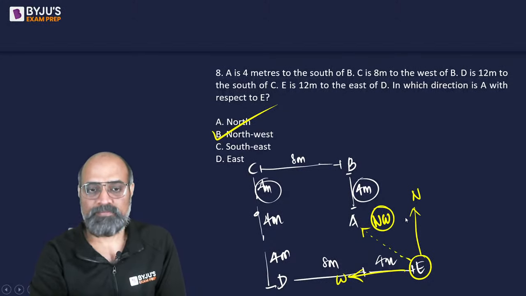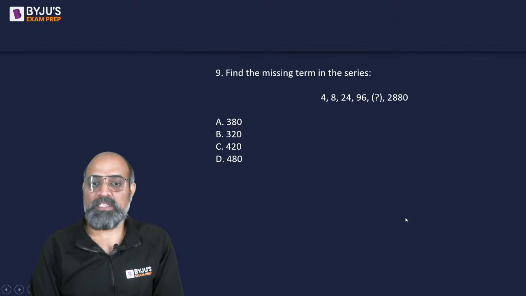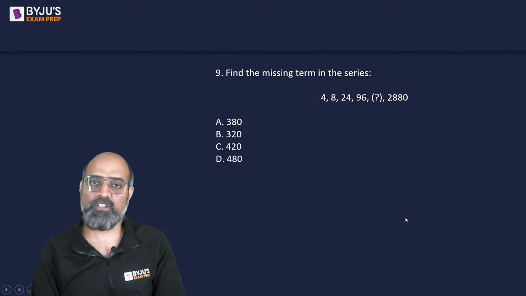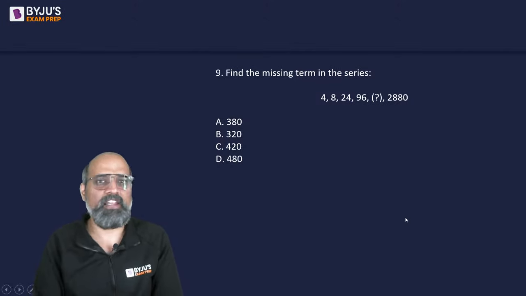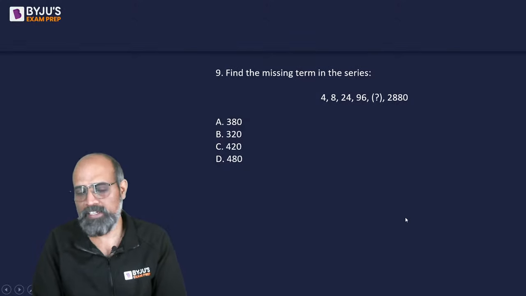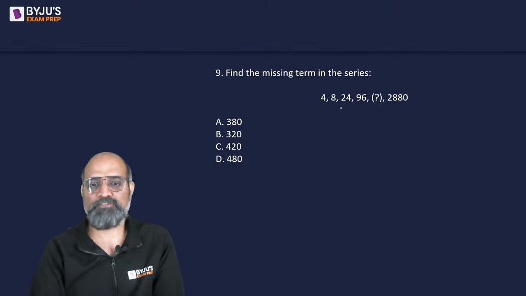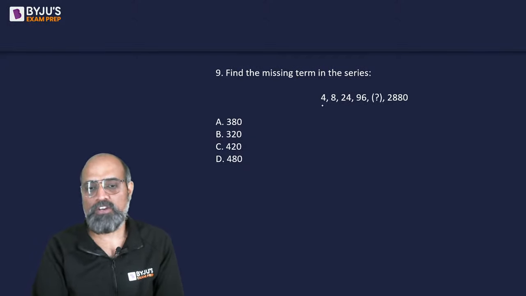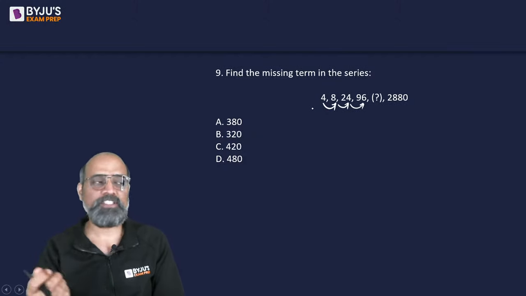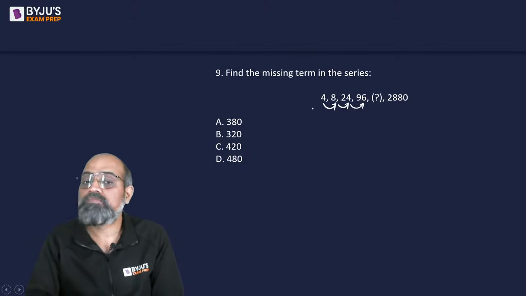Bravo. Okay. Find the missing term in the series. This is a question on series, odd one out, sequences in series, arithmetic progression. It could be any, right? Okay. So we have 4, 8, 24, 96, 2, 8, 8, 0. What is happening? The values are increasing drastically, right? So either see the difference or see the multiplier.